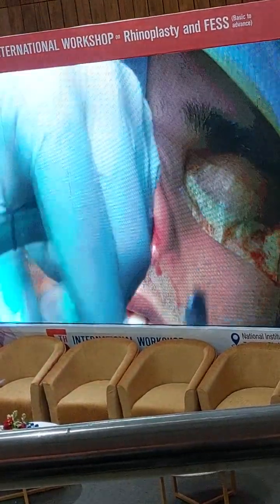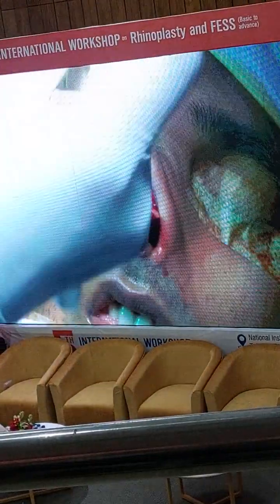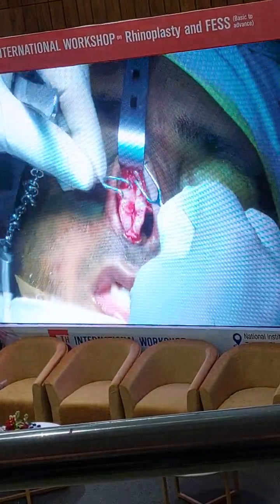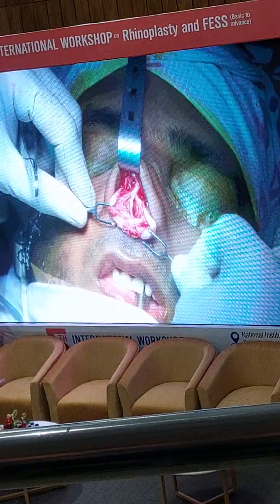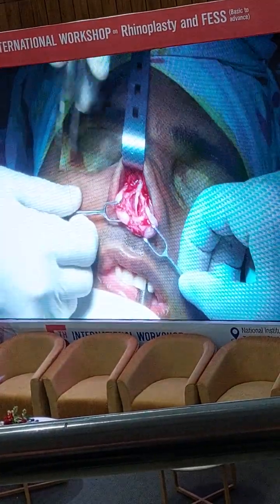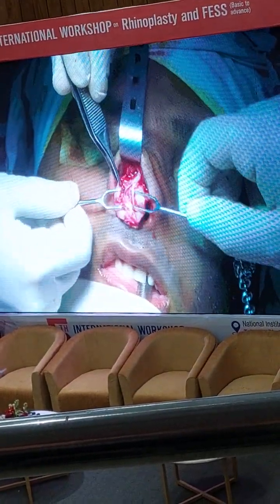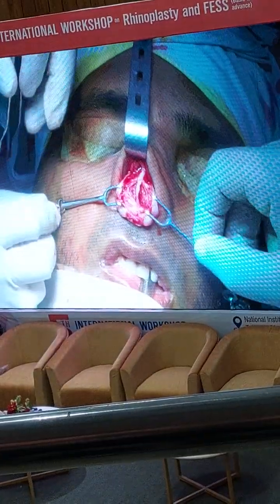These are self-retaining lateral crural retractors by Nadim. This is also very good. So you just perform like this. So now everything is in front of you. Everything is in front of you. No need to struggle unnecessarily. Yes.